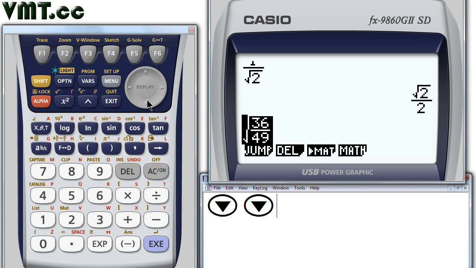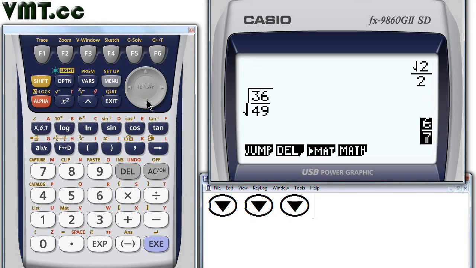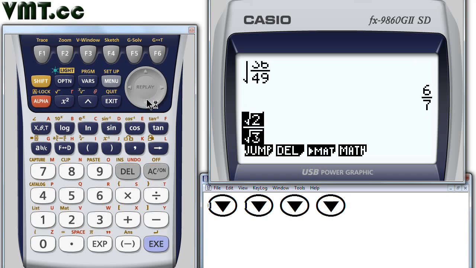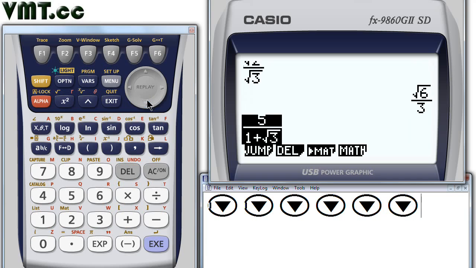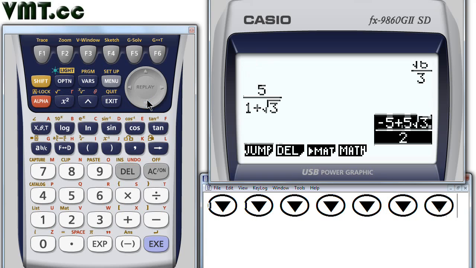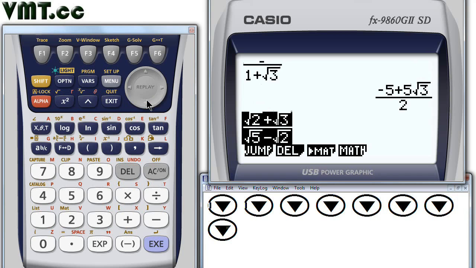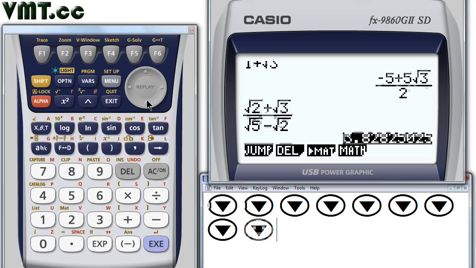Next, square root of the quantity 36 over 49 reduces to just 6/7. Rad 2 over rad 3 becomes rad 6 over 3. 5 divided by the quantity 1 plus rad 3 becomes -5 plus 5 rad 3 all over 2. And finally, just to show you some limitations on how the calculator operates, sometimes it will not give an exact form. For example, this expression can only be represented as a decimal on this calculator.